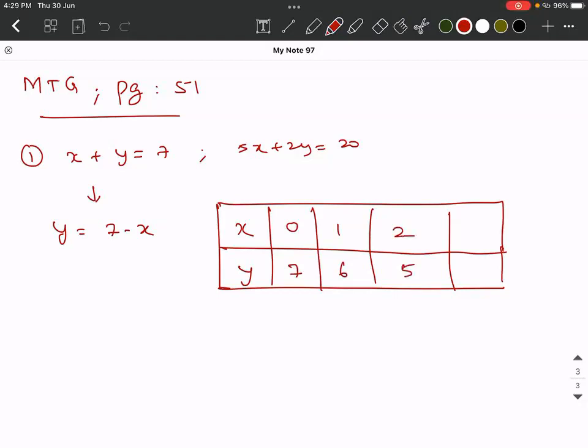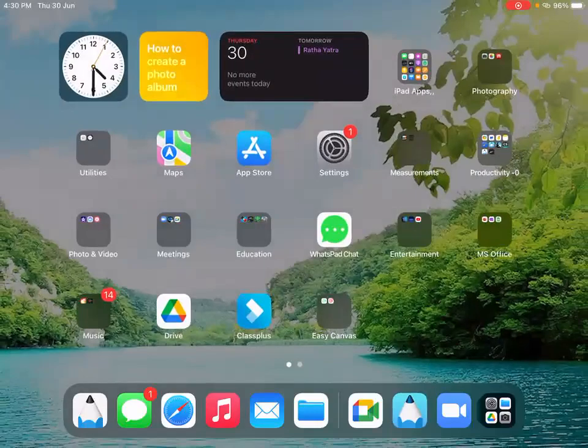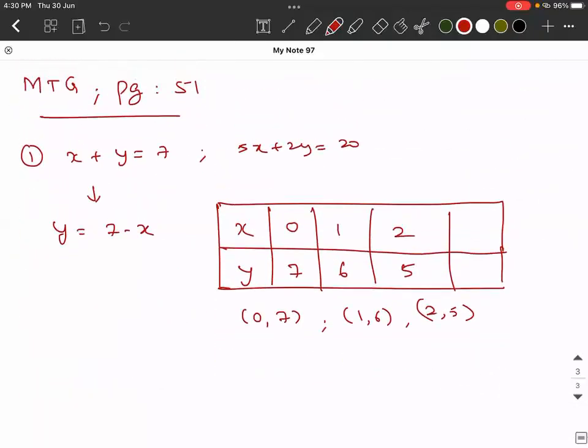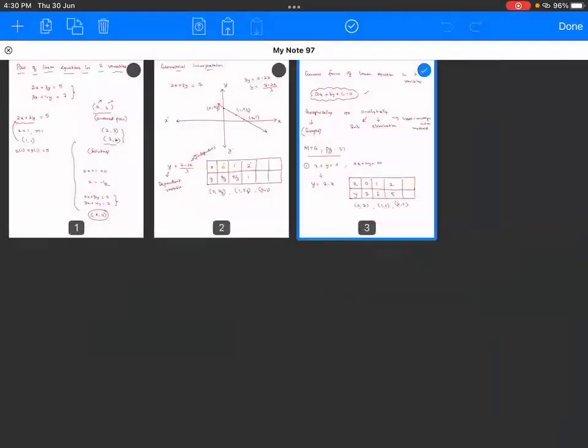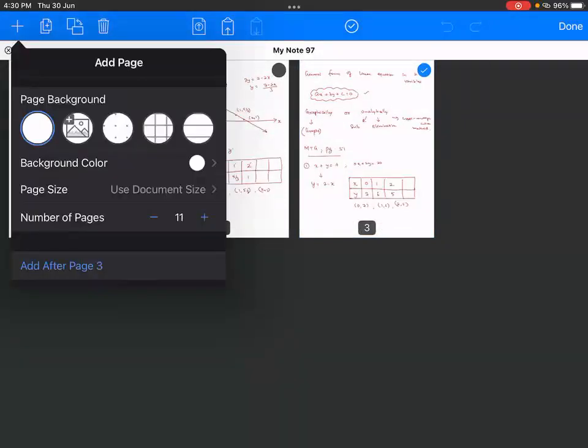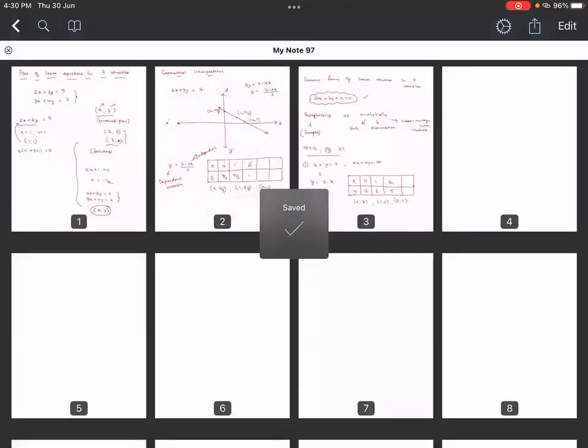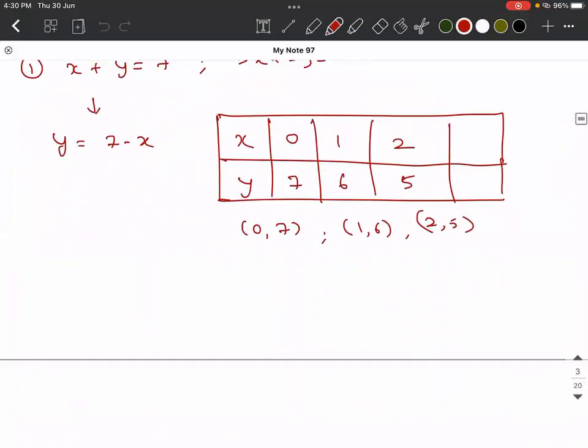Remember, if you want to draw a straight line, the minimum number of points required is only 2. If you know 2 points, you can join them and that will become a straight line. For exam purposes, we'll take more points. So 0, 7, 1, 6, and 2, 5. Yeah. So when you try to plot the graph for this, how will it look?